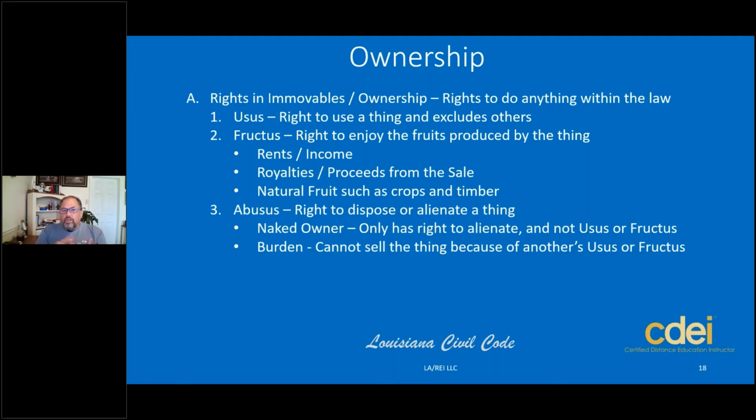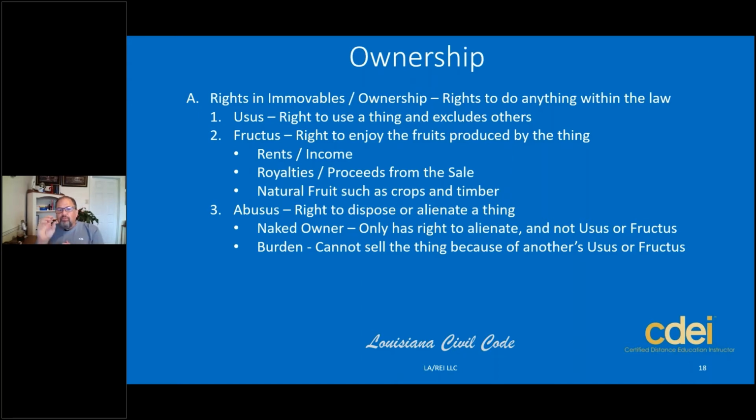So what does usus mean? Usus means the right to use a thing and exclude others. Now, I can have usus, fructus, and abusus by owning a house I live in. I get all three. I have full ownership of the house. I get the right to use it, and I can keep people out. I get fructus, which means I can enjoy the fruits of what the property produces, and I get abusus, which means I can transfer the property when I sell it. I get all three rights, so I get full ownership of it.